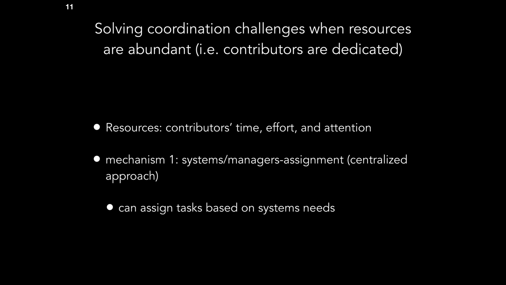First, in settings where resources are abundant. Here we define resources as contributors' time, effort, and attention. And when we say resources are abundant, we assume contributors are dedicated and willing to spend more time and effort. At a high level, there can be two main mechanisms. First is to let systems or managers assign tasks to users. This is more like a centralized approach. Because such a mechanism can assign tasks based on the system needs, and because users are willing to take time and effort, it can elicit useful contributions to meet the needs of the system.